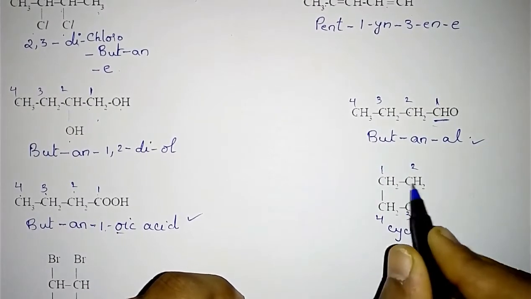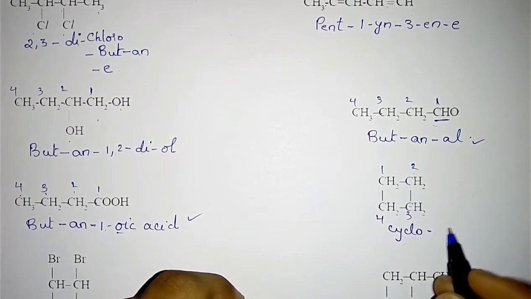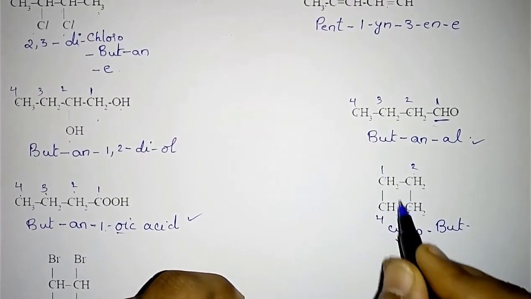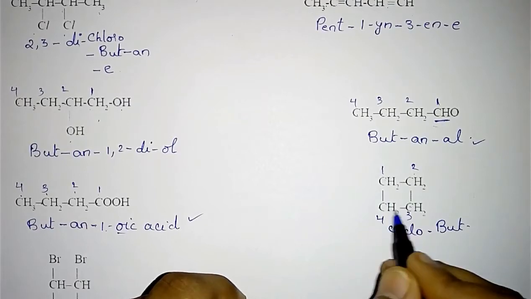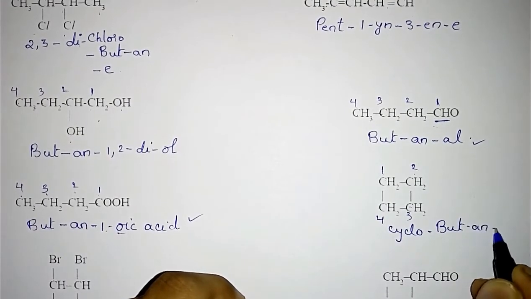Cyclo-. How many carbons are there? Methane, ethane, propane, butane. So you will write "but". If it is an unsaturated compound... all are saturated. Single bonds are present, so you will write "an".